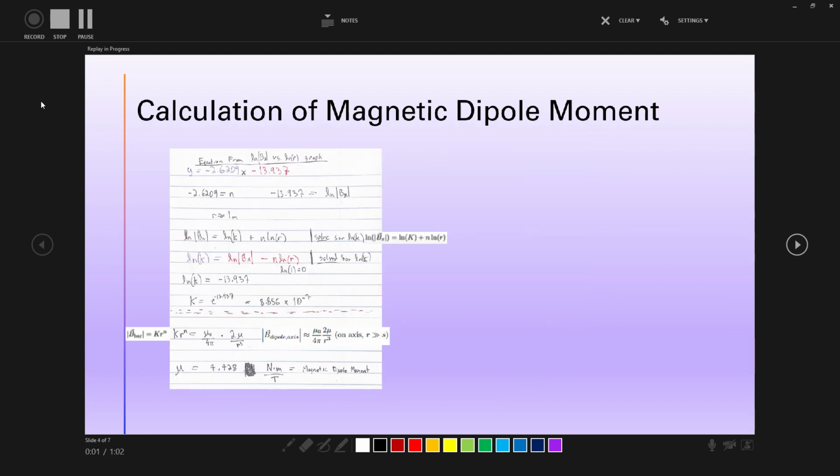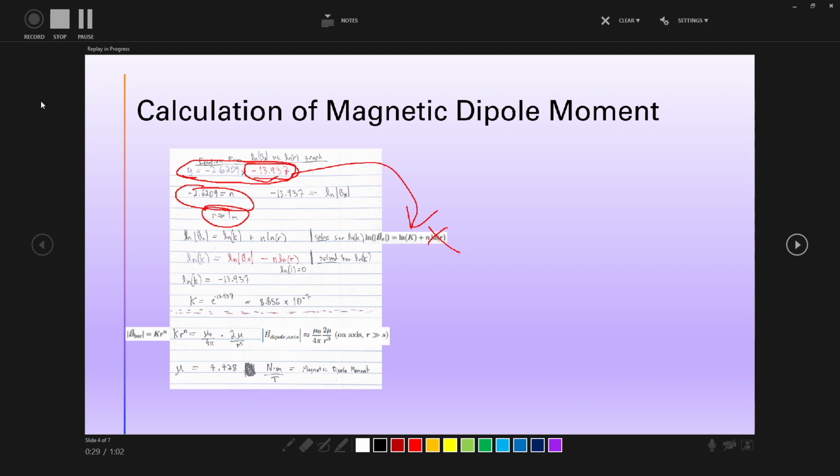Here's where I calculated the magnetic dipole moment mu. I took the equation from the graph of our data, and we're going to plug it into this equation here. Remember, our n value is this, and for our R value, we're going to use 1 meter. Well, ln of 1 is 0, so we can just take this right out of the equation, and then all we have left is this y-intercept, which is negative 13.937.